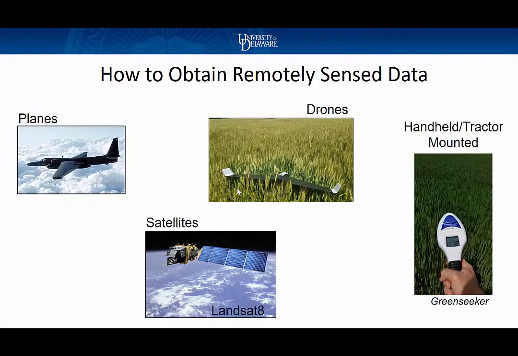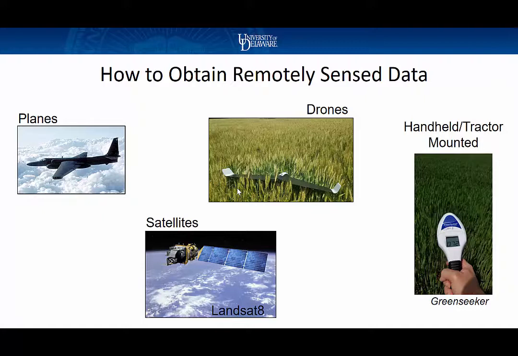So how do we obtain all this remotely sensed data? How can you get a hold of some of it? Some of this stuff's going to be free. What you're going to find out with free things, as usual, is they're not very high quality. We have used planes, and we've used planes for research to get color infrared photos. Satellites, the government's put up satellites. You can get free information from them. You can pay a lot of money for some very good satellite data.